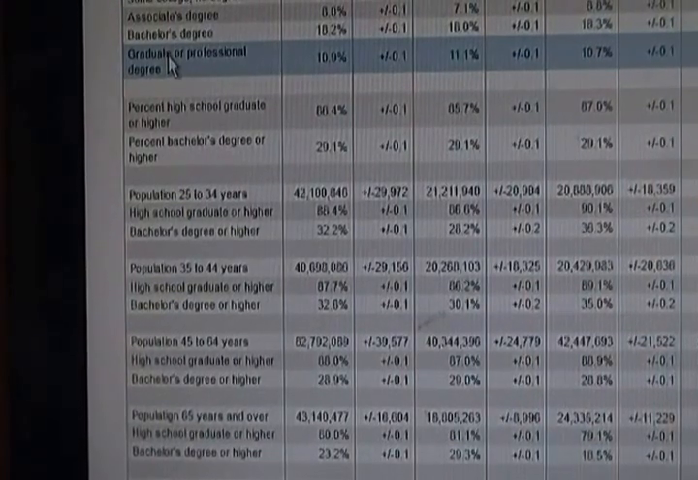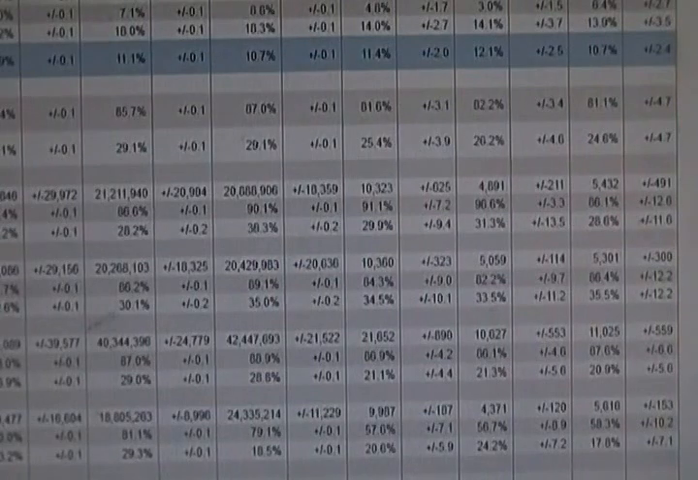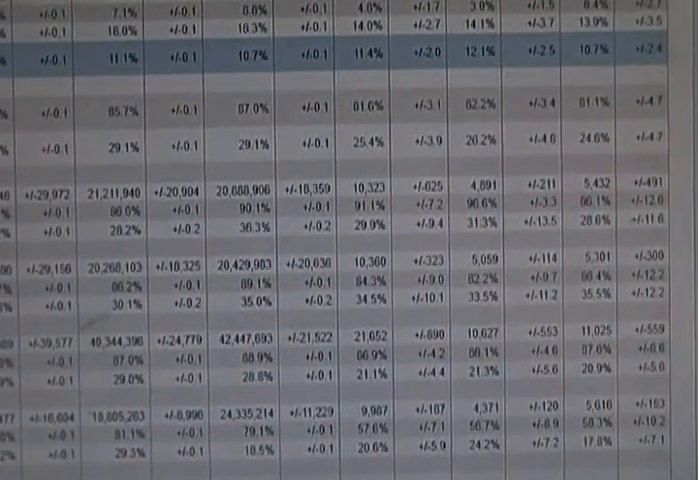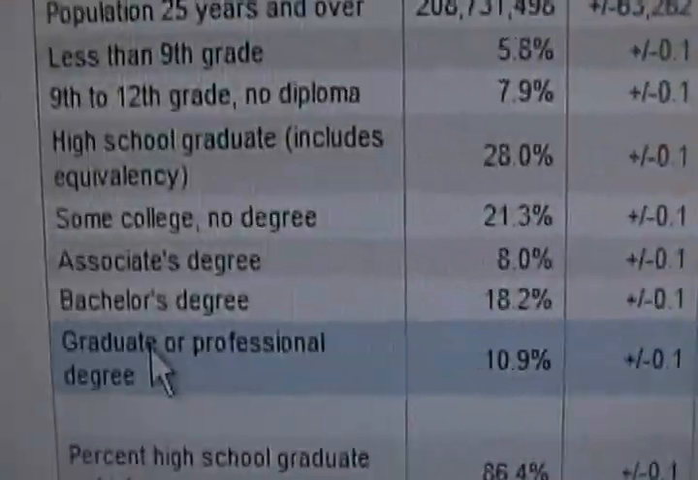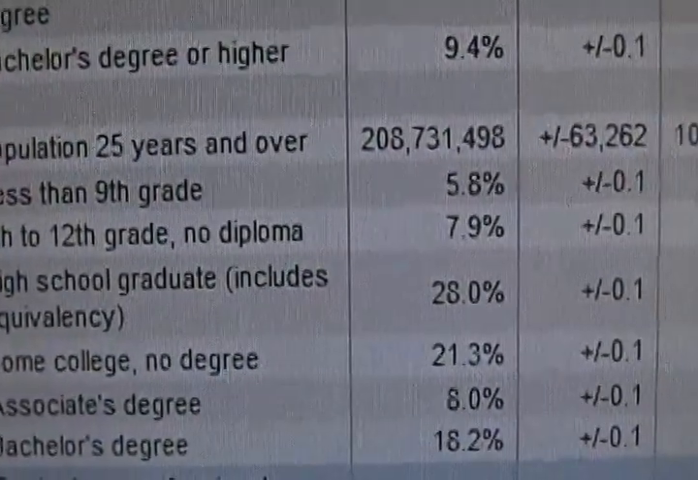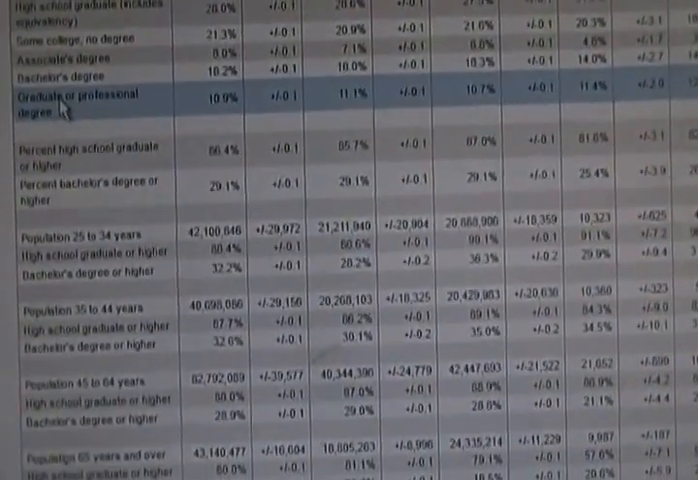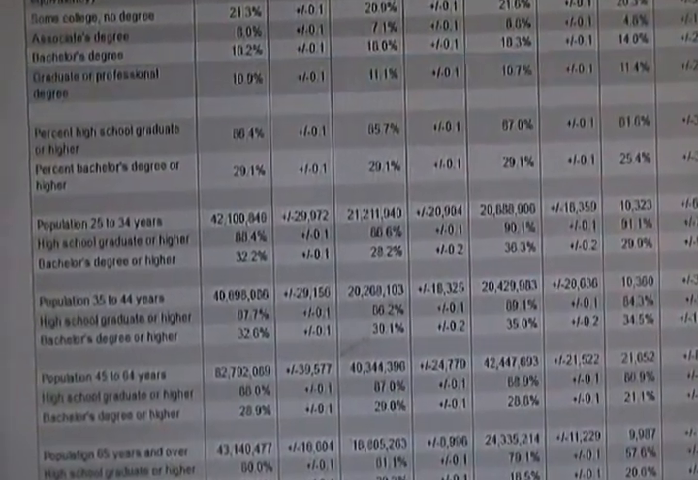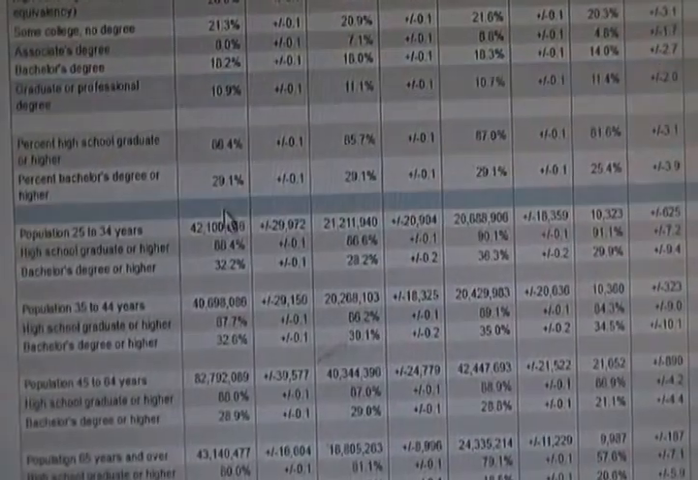So I ask you, though, for everybody who does not have a diploma. Now, what does that mean? Okay, is less than 9th grade cover everybody? No. Does 9th to 12th grade cover everybody? No again. So if we go up here, right to there, okay. Less than 9th grade, 9th to 12th, we see the percentages, okay? 5.8 and 7.9%. So what you have to do is you have to add those together. So I'm going to go up and find my calculator.